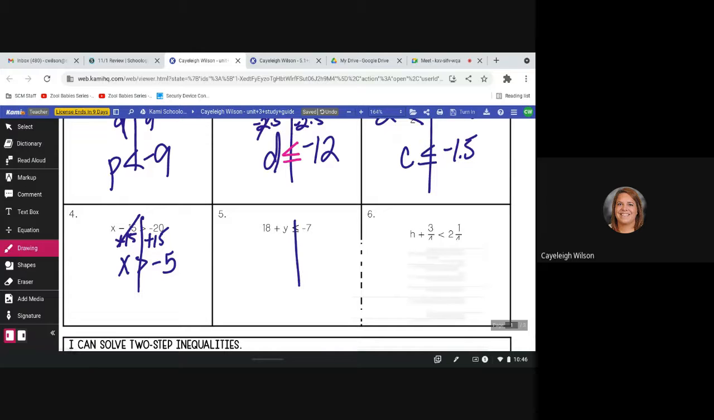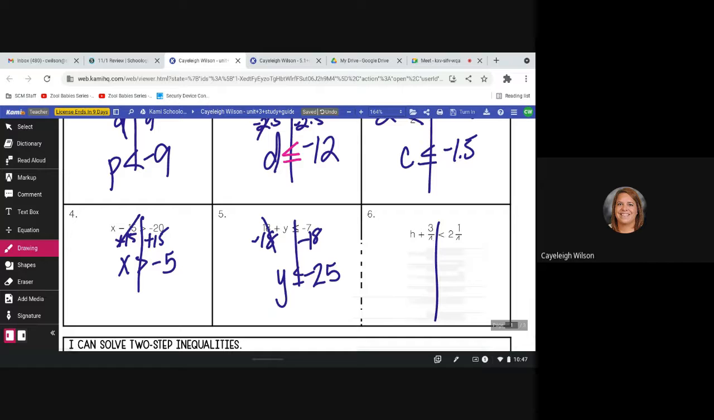All right, on number 5, if you struggle with ones like this, you can make this like a 1y. You don't have to, but you can. But this right here, I need to get rid of this 18 to get the y by itself. That's positive 18, so I'm going to subtract 18. So 18 minus 18 cancels out, and negative 7 minus 18 is negative 25.